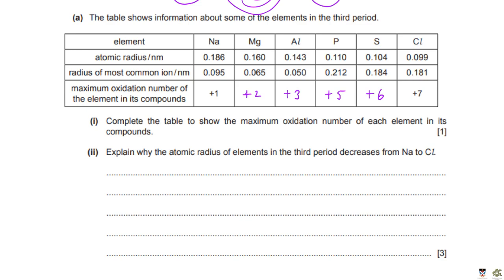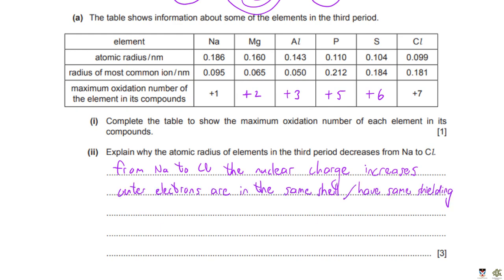So to answer this question, explain why the atomic radius of the elements in the third period decreases from sodium to chlorine. As we go across the period from left to right, there's more protons, therefore the nuclear charge increases. We find the electrons in the same shell, so they have the same amount of shielding, and as a result there will be a greater or stronger attraction between the nucleus and the outer electrons as we move from sodium to chlorine.